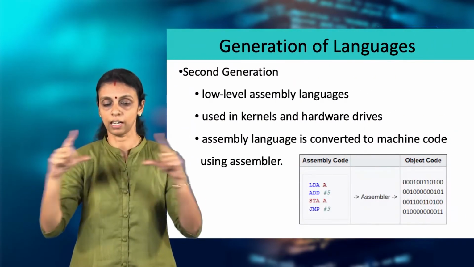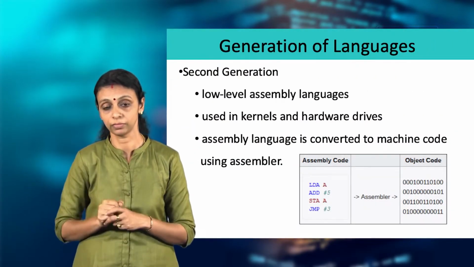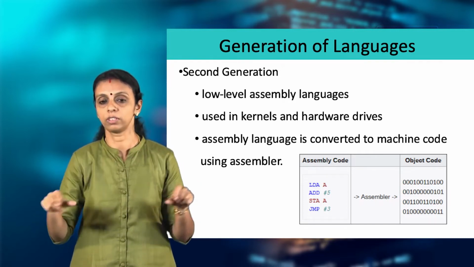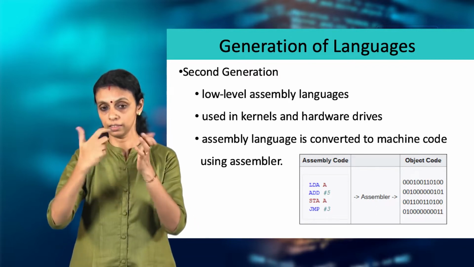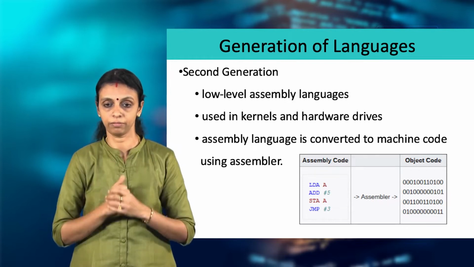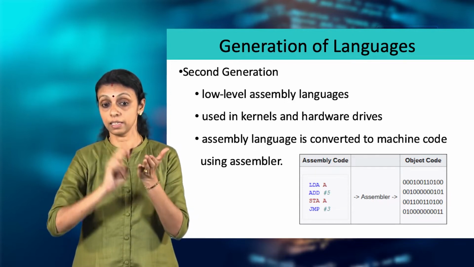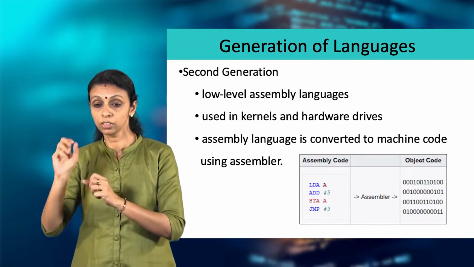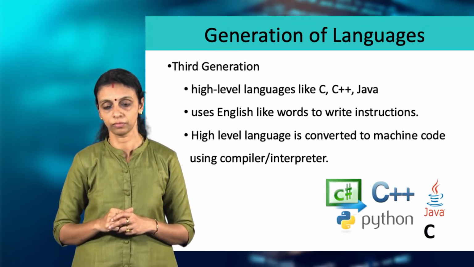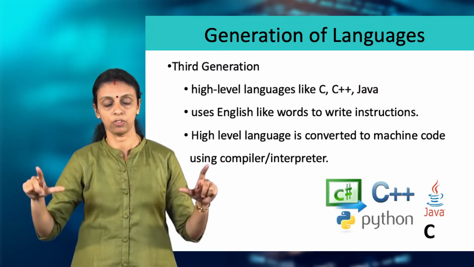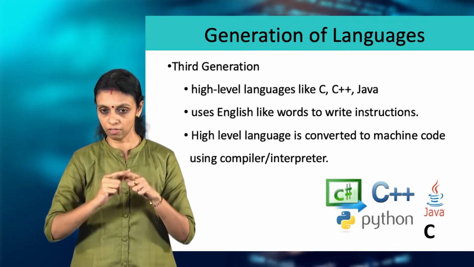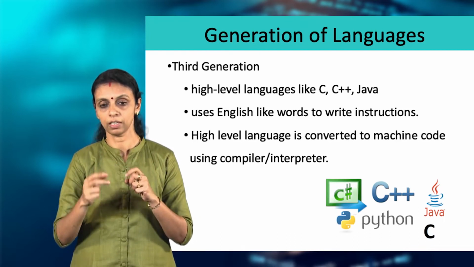Second generation languages. These are low level assembly languages used in kernels and hardware drivers. Assembly language can be converted to machine language using assembler. Third generation languages. These are high level languages like C, C++, Java, VB and JavaScript.